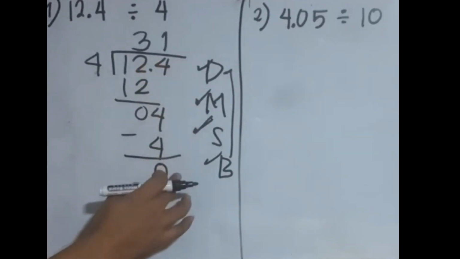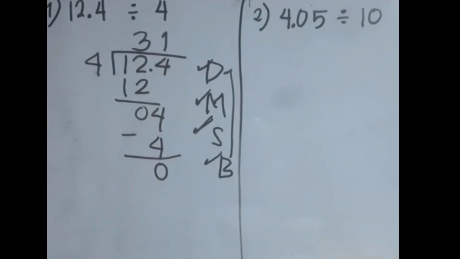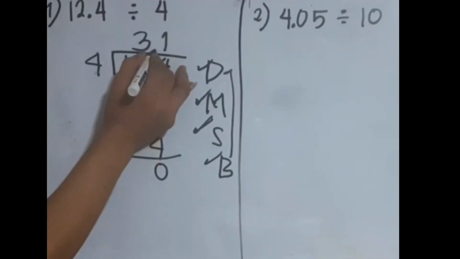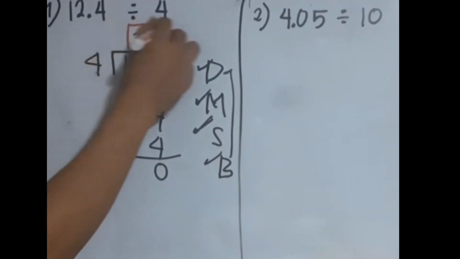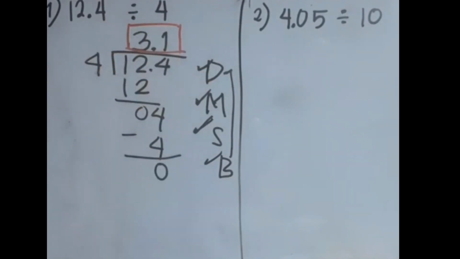Since wala na tayong number na i-bring down, that means tapos na yung ating pag-divide. Ngayon, anong gagawin natin sa decimal point? Just simply copy the decimal point directly above. Kopyahin nyo lang yung decimal point sa tapat niya. So that will be now our answer. Our answer will be 3 1/10. Sana malinaw sa inyo mga bata.